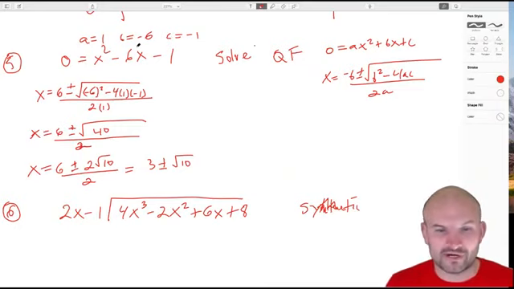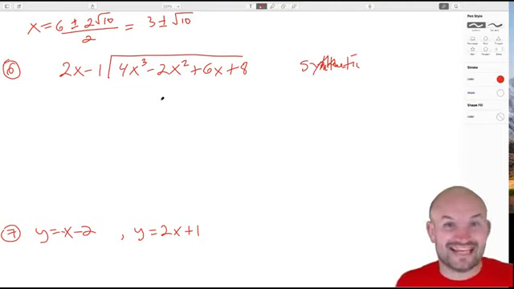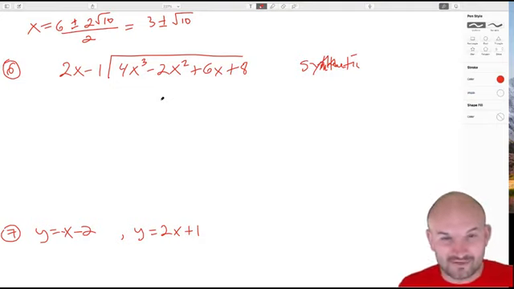and following the order of operations. The last problem is go ahead and doing a synthetic division problem with fractions. So I just made up this problem. Hopefully it's going to work.